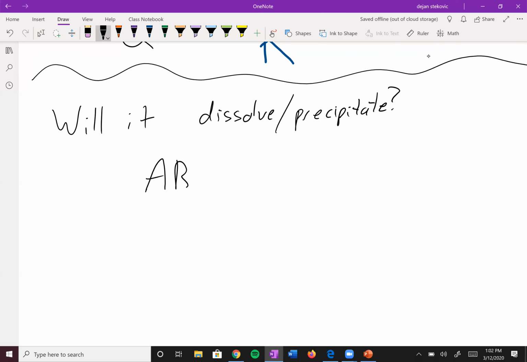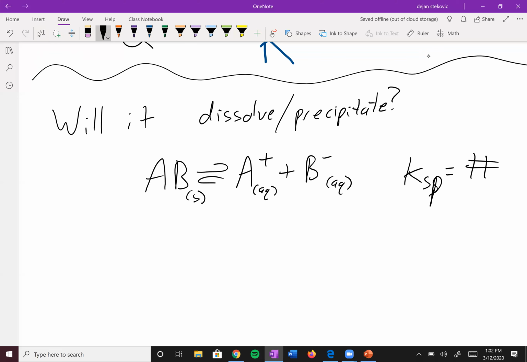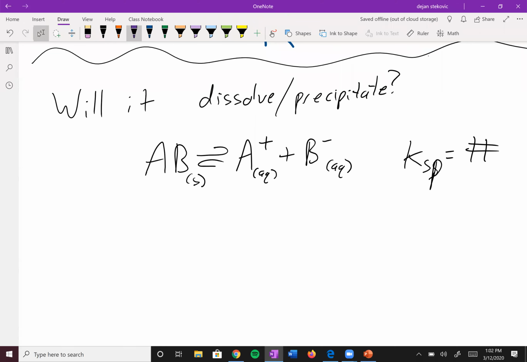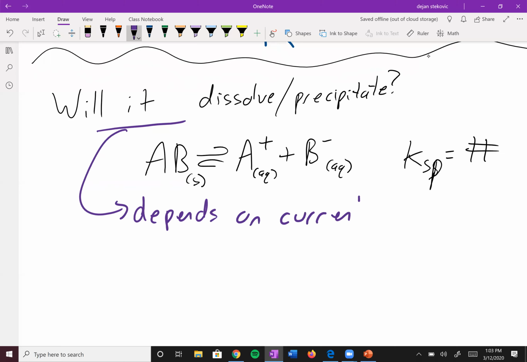And again, you can have an example of AB as a solid dissolving into A plus and B minus, and you could have a Ksp which would equal some numerical value. And so asking, will something dissolve or not? Well, it depends on the current concentration, right? And when we're talking about current concentration, or what our equilibrium is at a current time, what are we talking about? Q, exactly, Q.